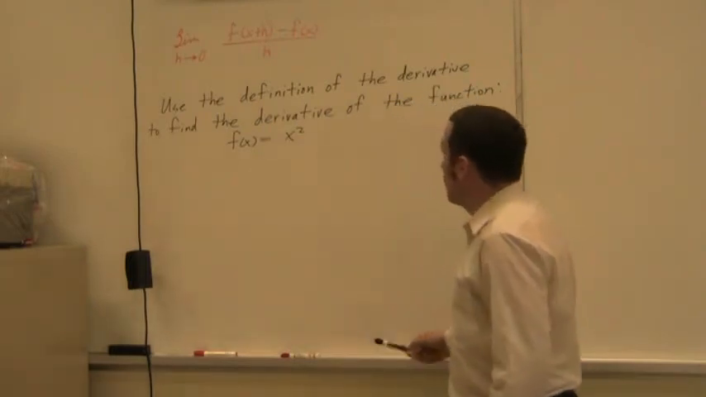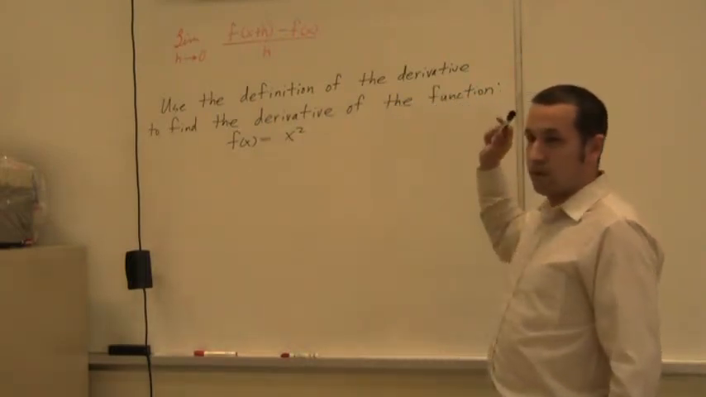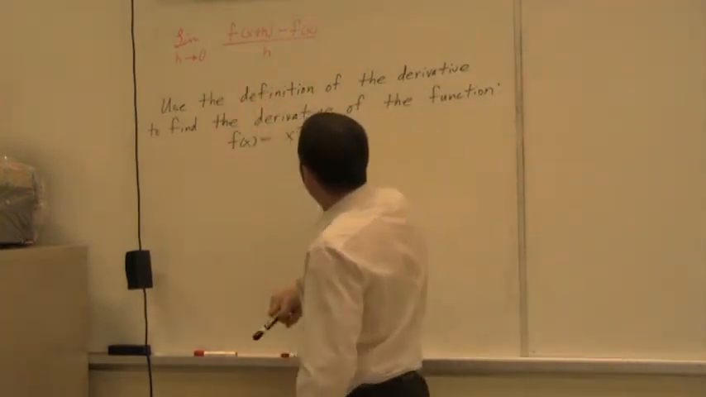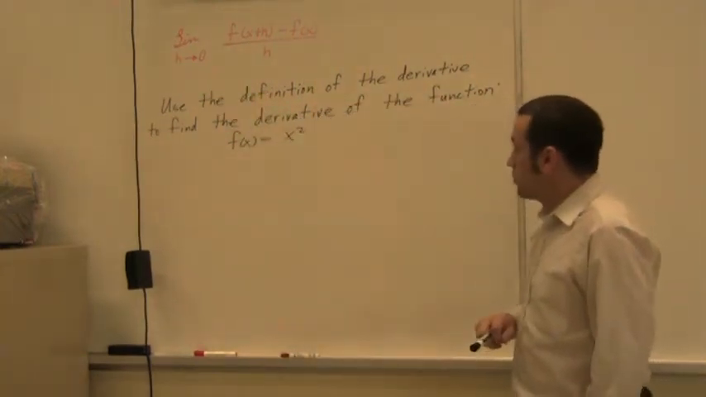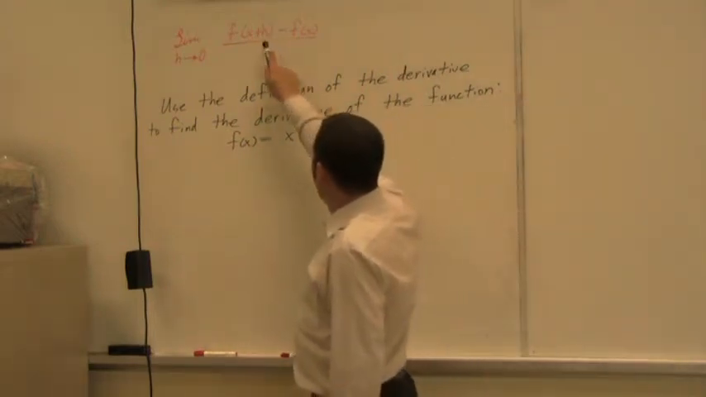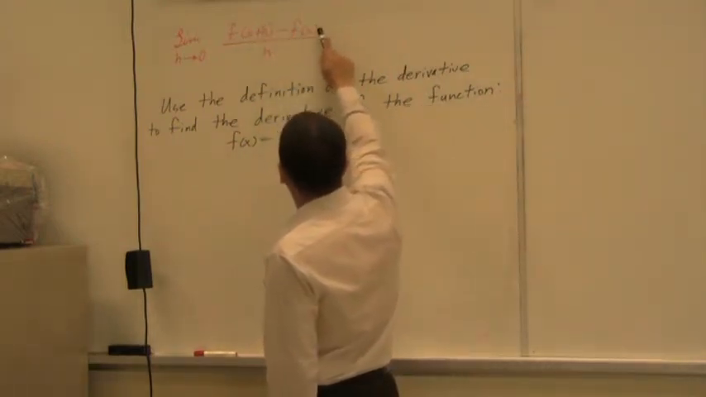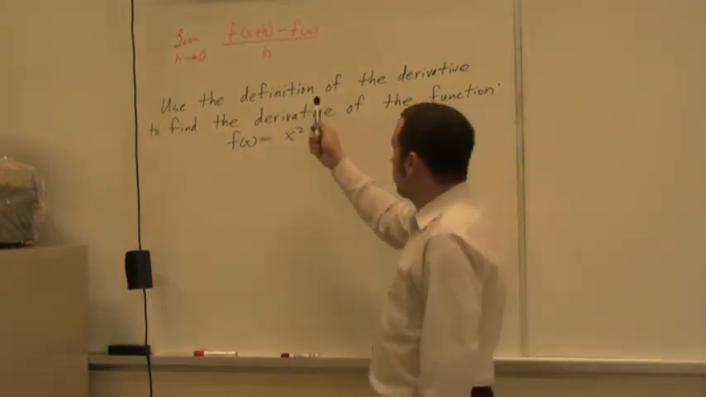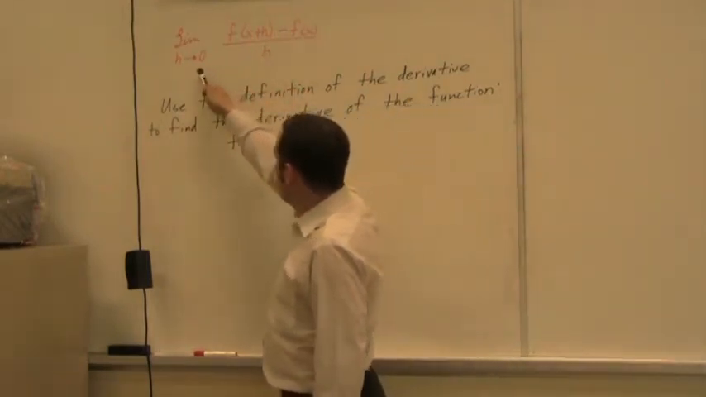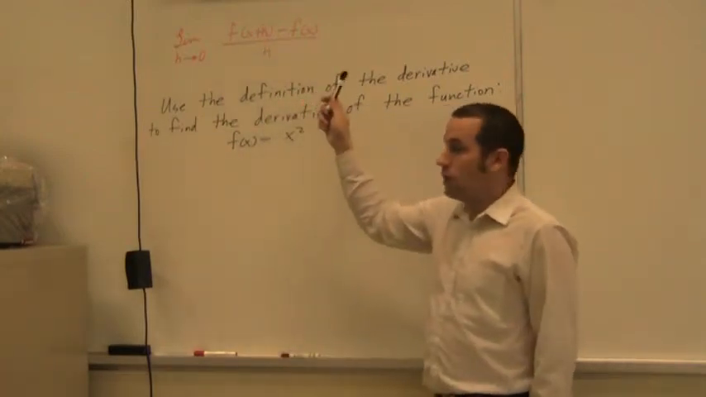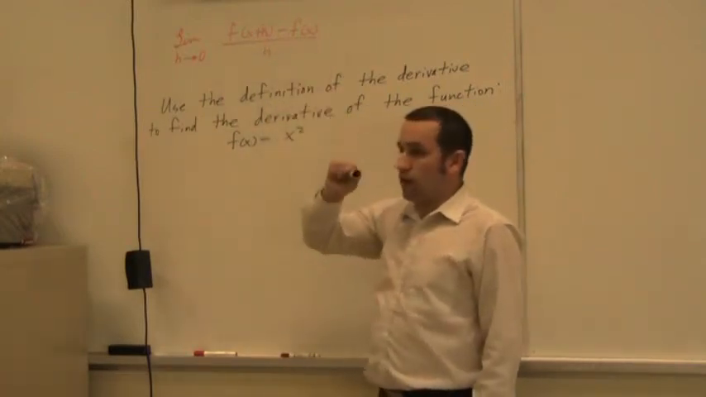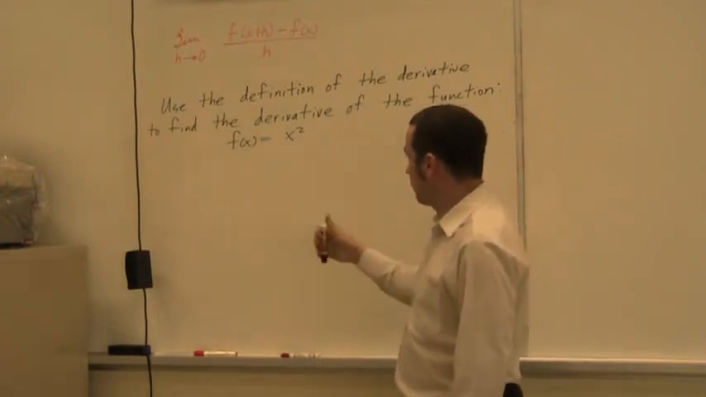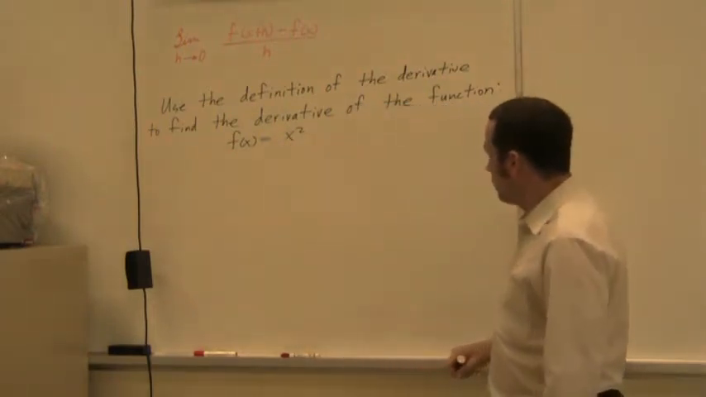So we're going to go over getting the derivative from the definition of the derivative. And here's your definition of the derivative. It's the limit as h goes towards 0 of f of x plus h minus f of x, all divided by h. Okay? So notice we have divide by h where h is going to 0. So we're not allowed to divide by 0, so something's going to have to work out so that we're not dividing by 0.